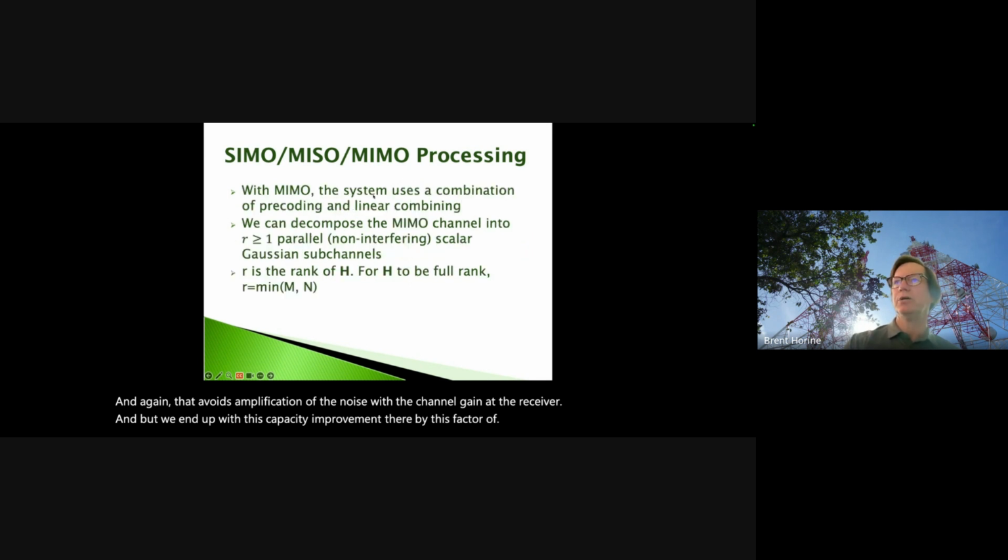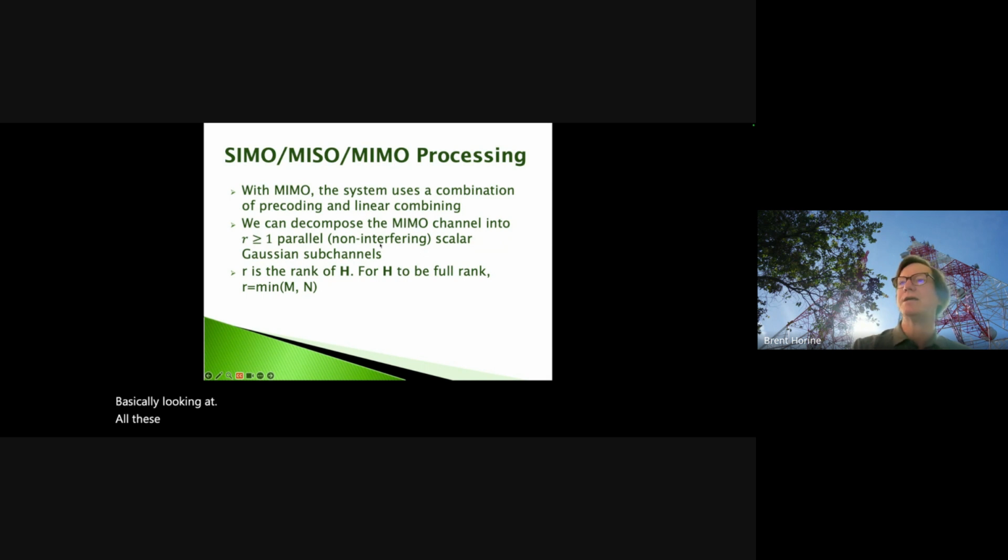Now with MIMO, the system uses a combination of both pre-coding at the transmitter and linear combining at the receiver. And so we can decompose the MIMO channel into some number, equal to or greater than 1, of parallel non-interfering scalar Gaussian subchannels, right? So basically looking at all these paths from input to output and decomposing all of those, right?